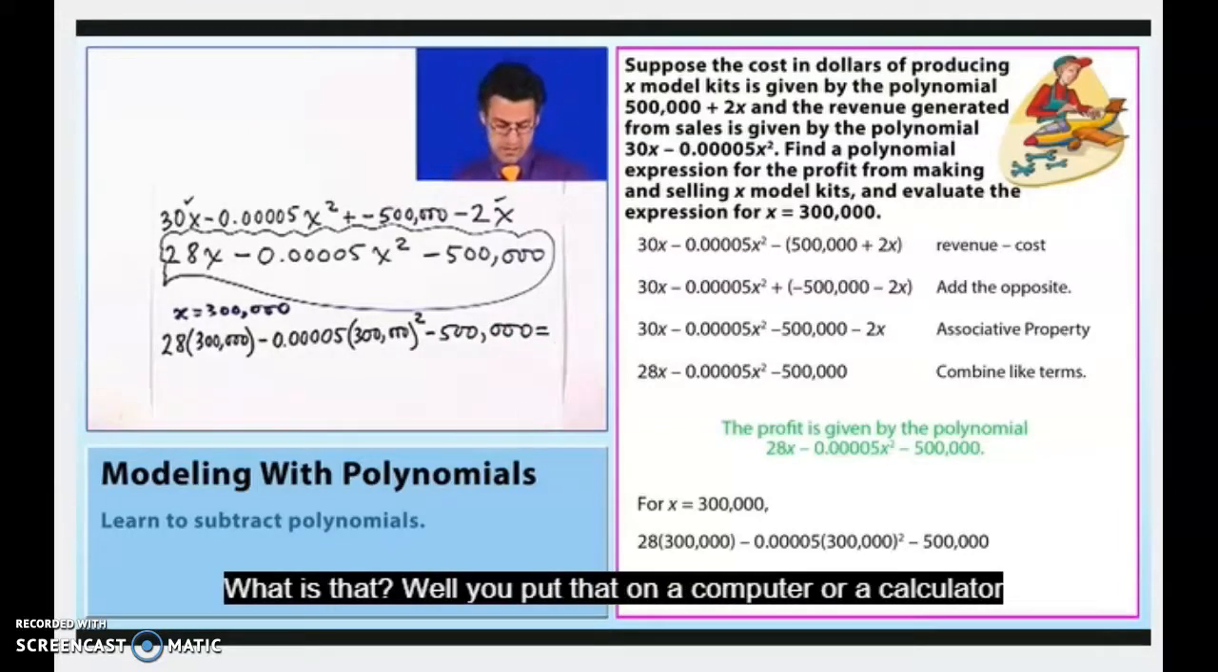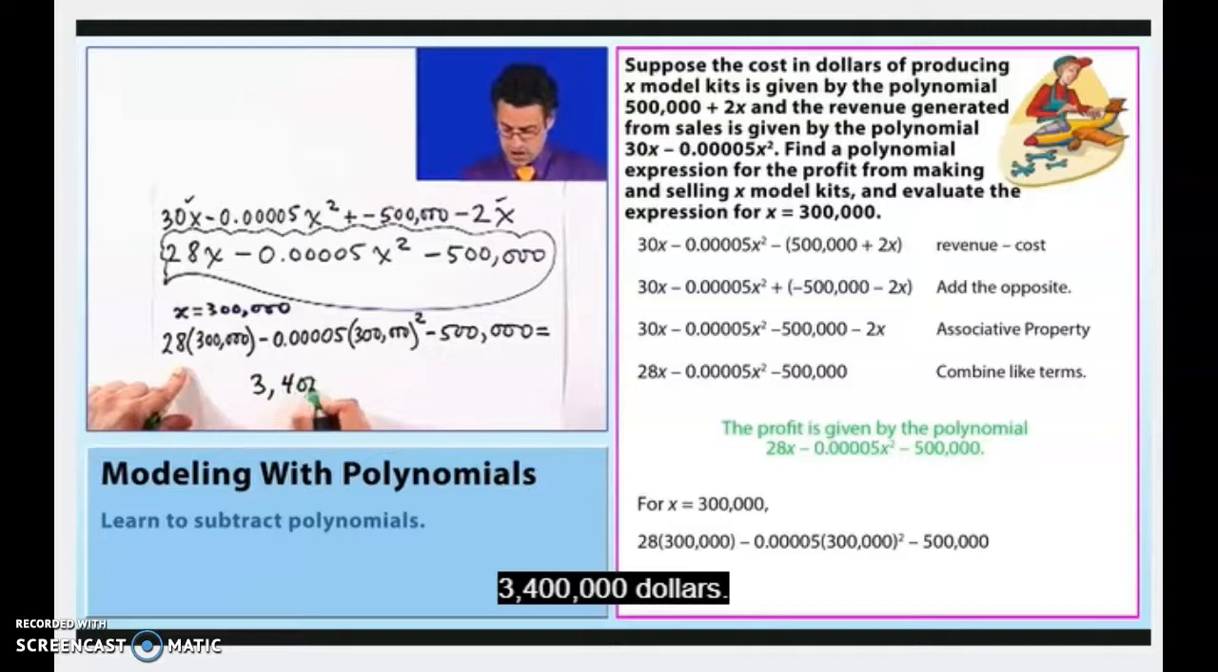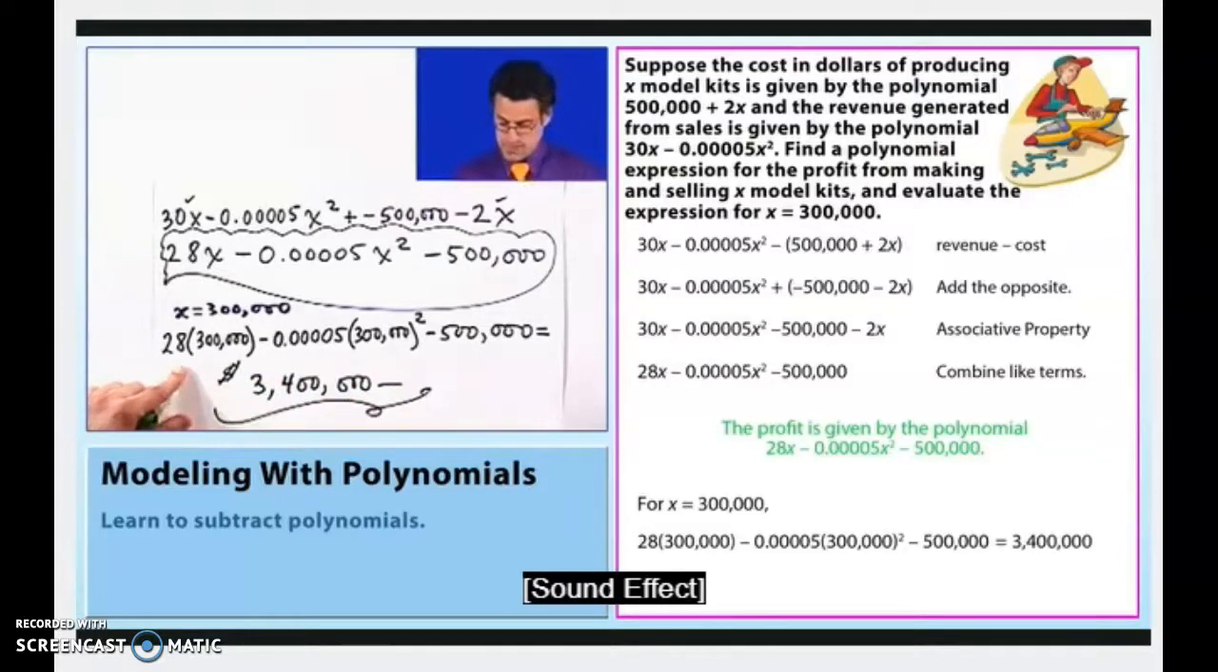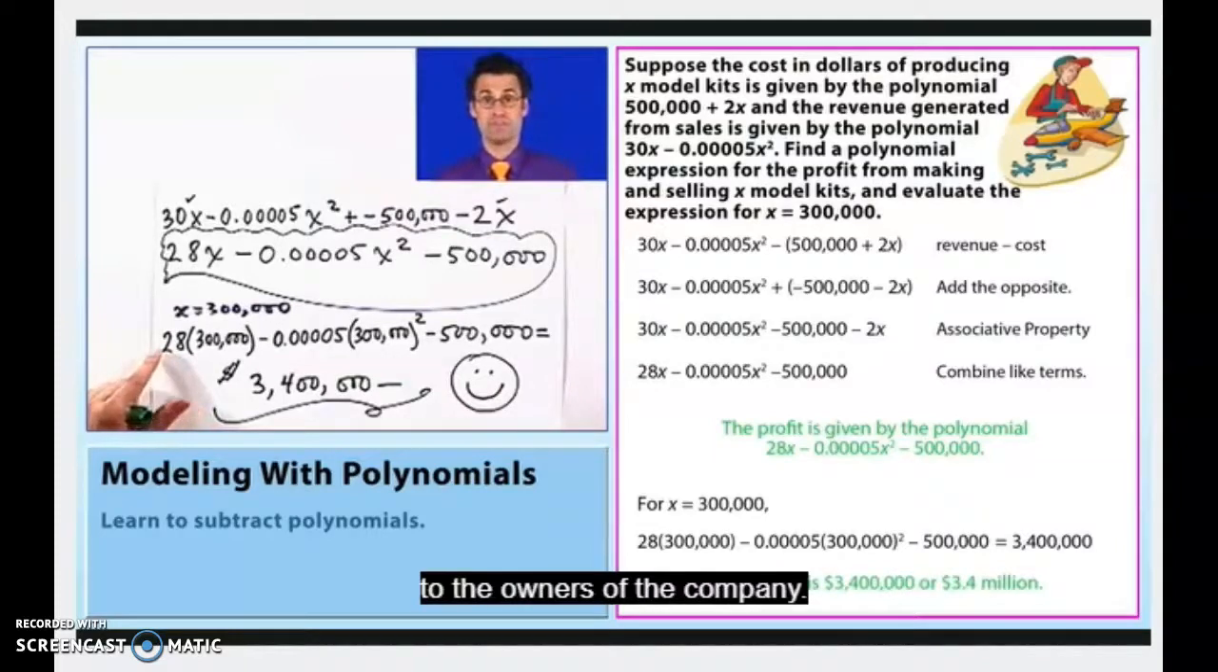What is that? Well, you put that on a computer or a calculator, and what you see is that this is going to be equal to $3,400,000. And what does that do? That generates a big smile for the owners of the company. This is a good thing.